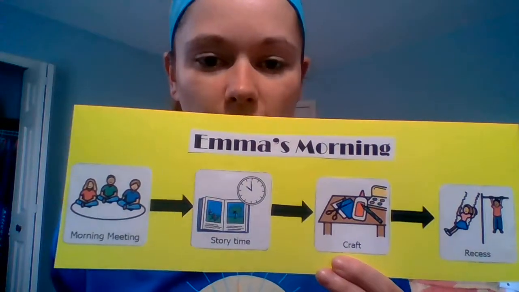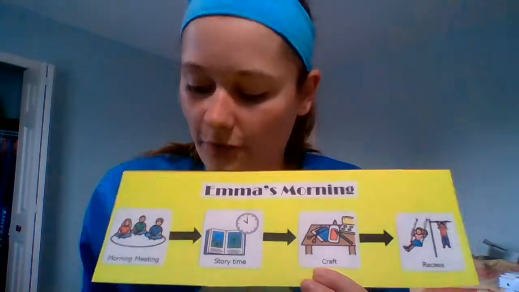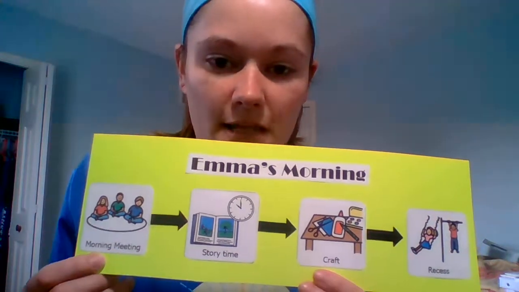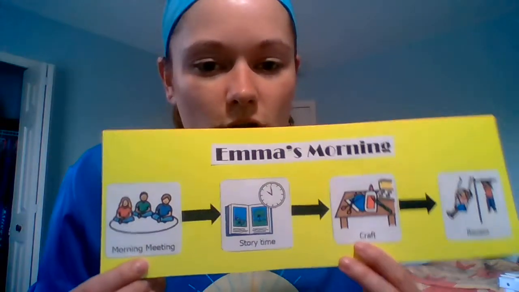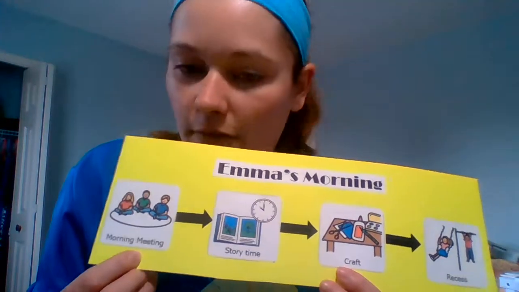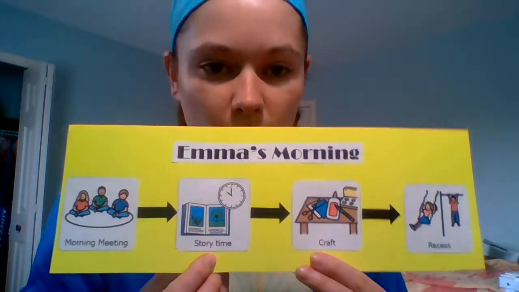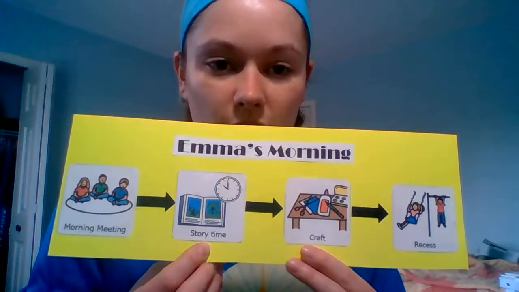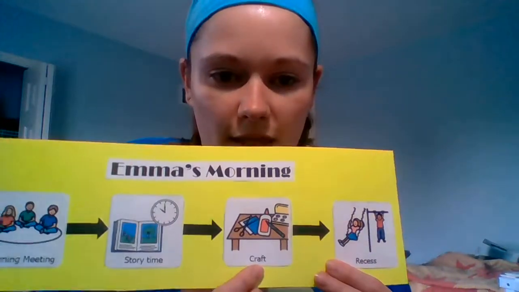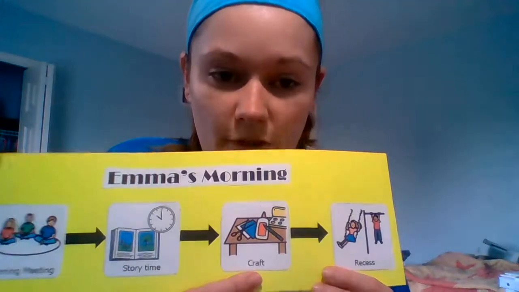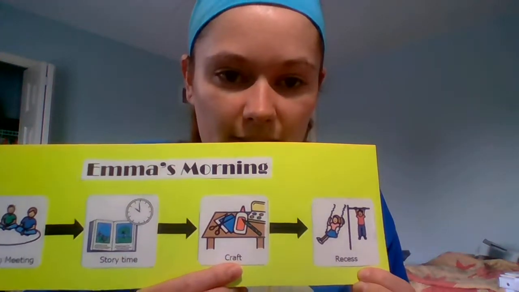For this particular micro schedule, I have 3 activities that they need to complete before they can get a reward. First off, Emma is going to partake in morning meeting. That might be sharing stories, talking about the weather, doing the calendar. Then once they are finished with the morning meeting, they're going to go on to story time. Because this is a preschool level micro schedule, I would say that the teacher would be the one reading during the story time. Then the students and Emma will partake in a craft, and then once they get through all those 3 activities, Emma can see that it's recess time.